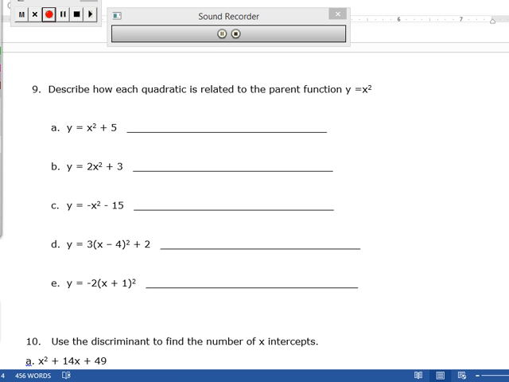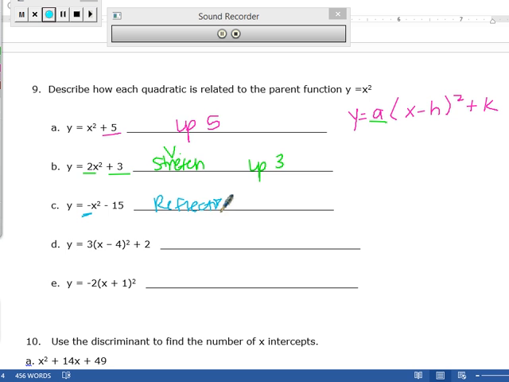Okay, transformations. We are in the form a(x minus h) squared plus k. So this 5 is a k, which means it's up 5 units. This 2 is an a, which means it's a vertical stretch. It's going to be skinnier. This 3 again is a k, so that's up 3. This negative is your reflection, so it's going to face down and also go down 15 units.